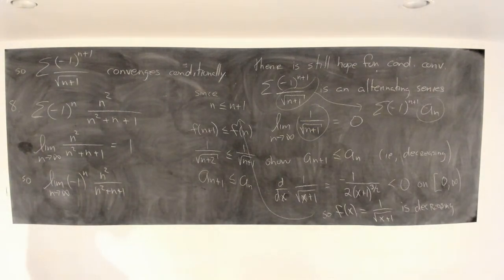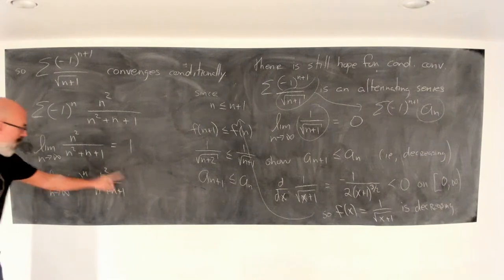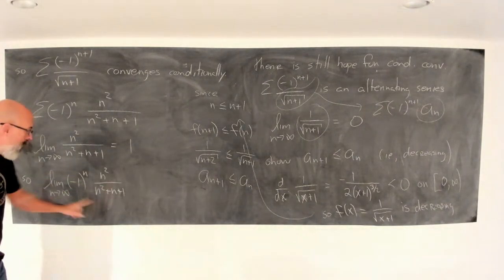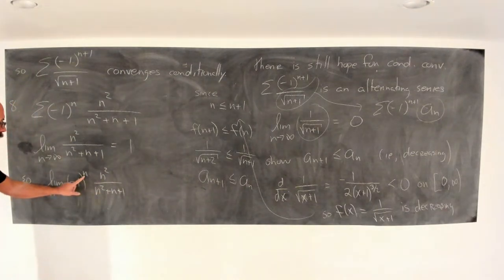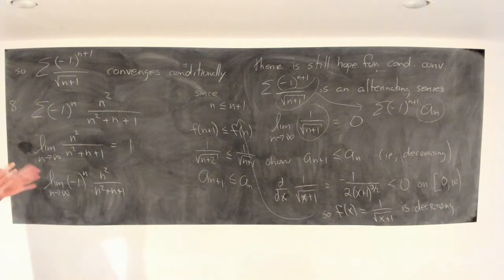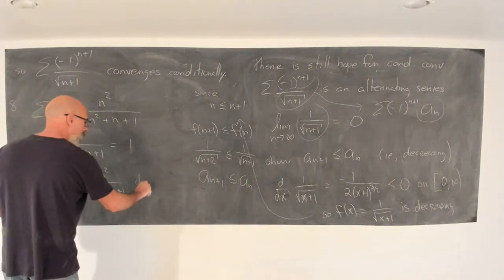This limit will not exist, right? This is going to go to 1. And when n is even, this is going to be very close to 1. And when n is odd, this is going to be close to negative 1. So it's going to alternate between 1 and negative 1. This limit does not exist.